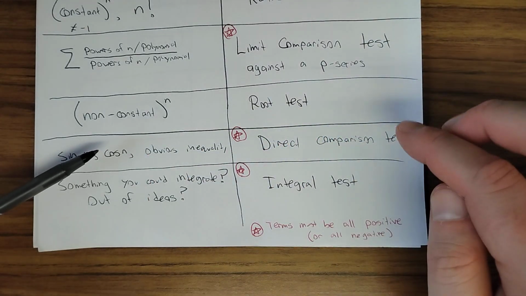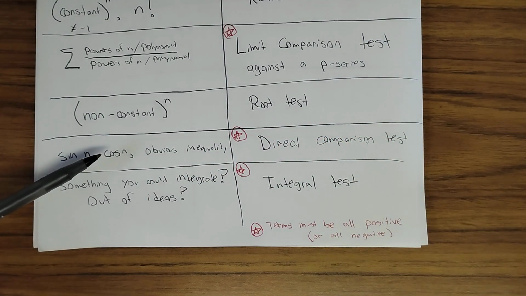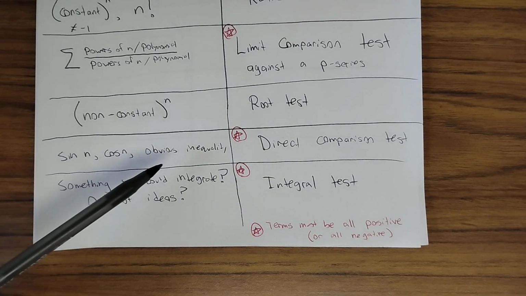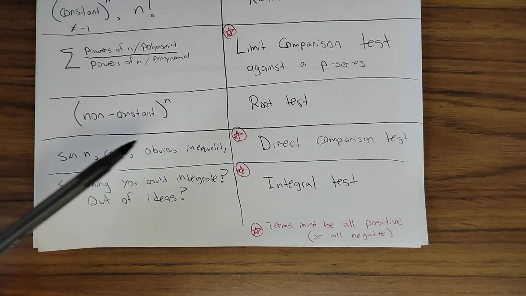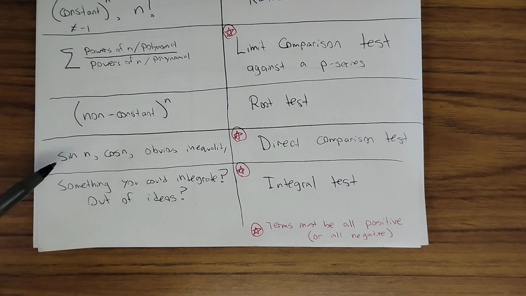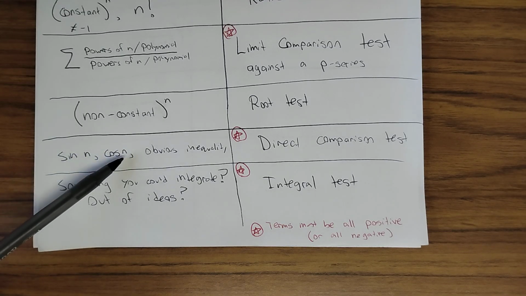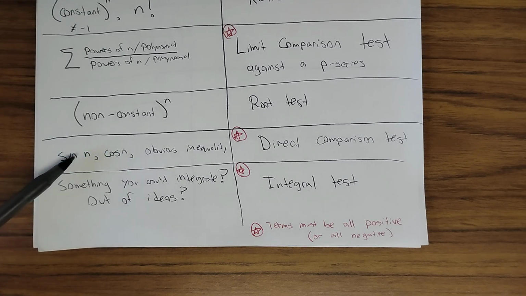The times when you really need the direct comparison test tend to be times when you have, I would describe it as an obvious inequality, often involving stuff like sine n or cosine n, because there are obvious inequalities here. In particular, sine and cosine are always between -1 and 1. But it could be some other obvious inequality.